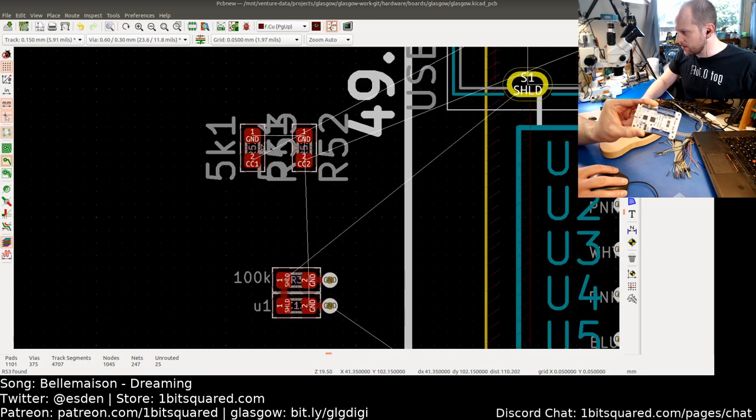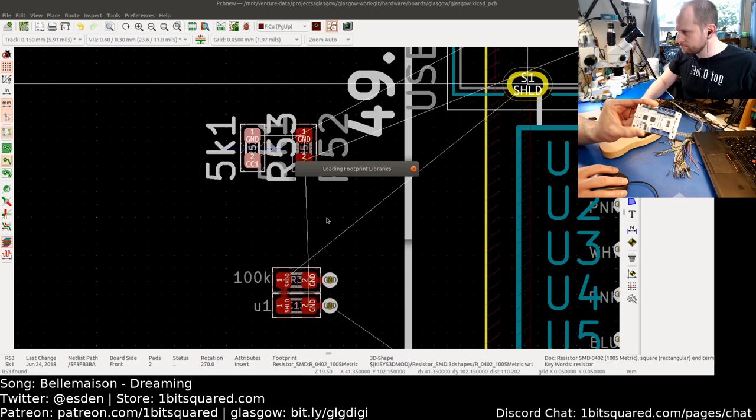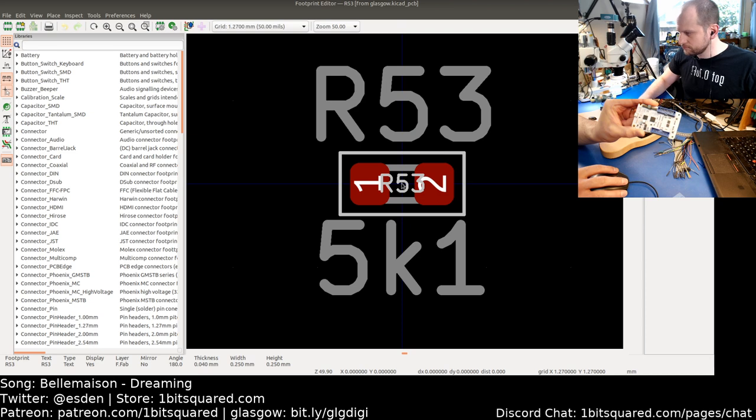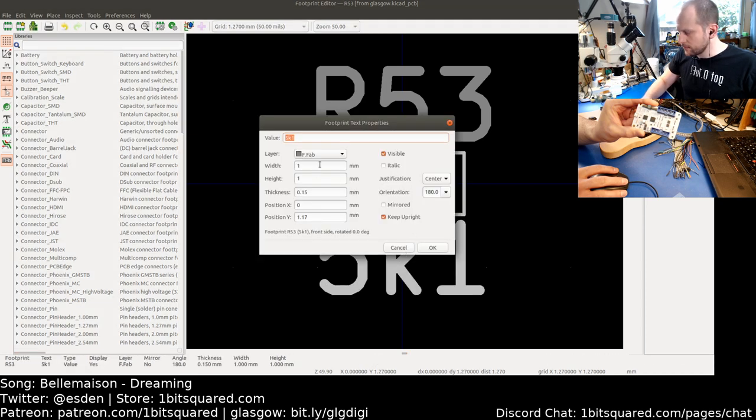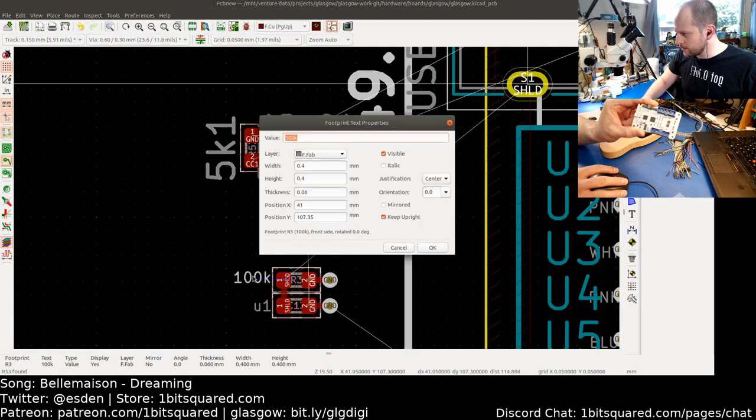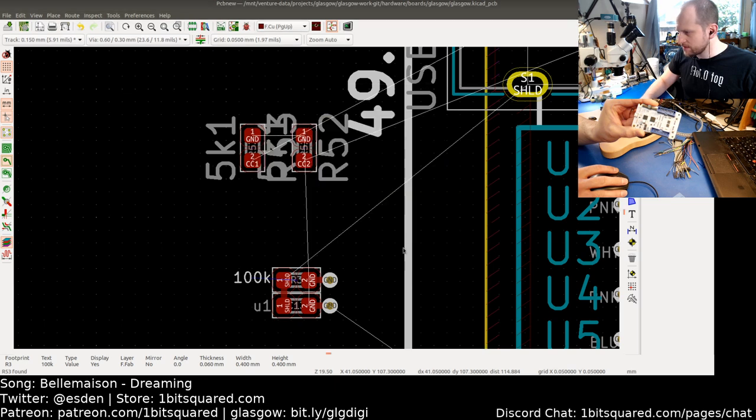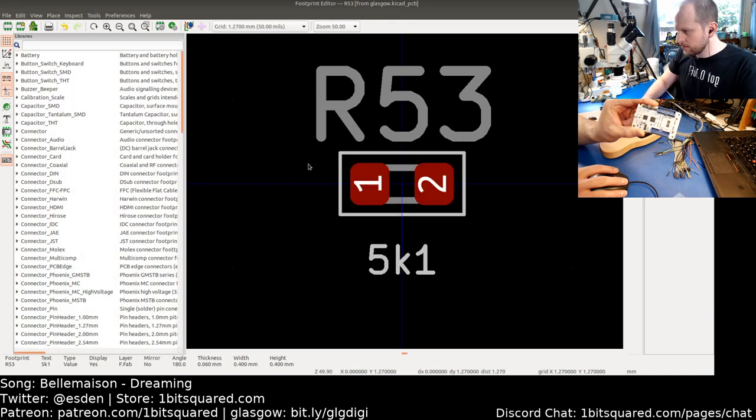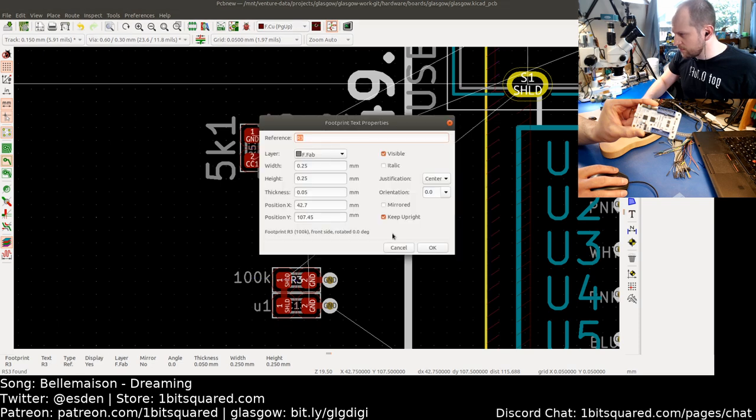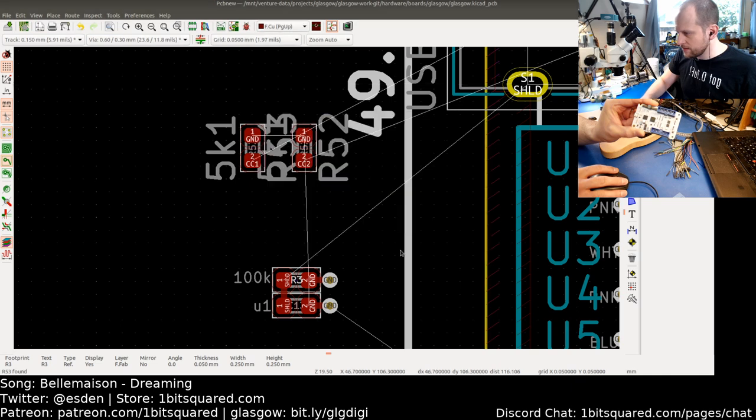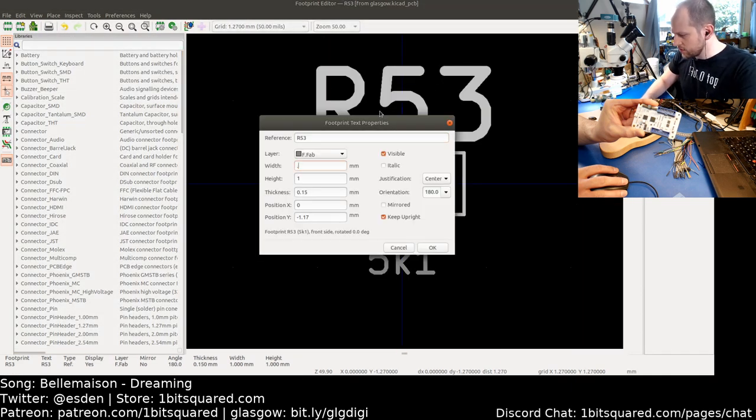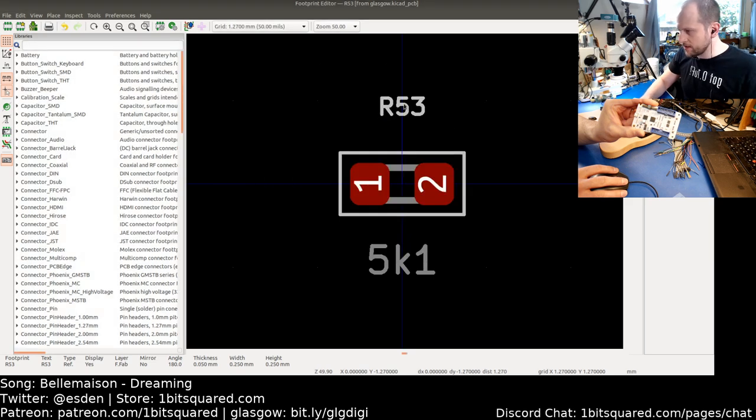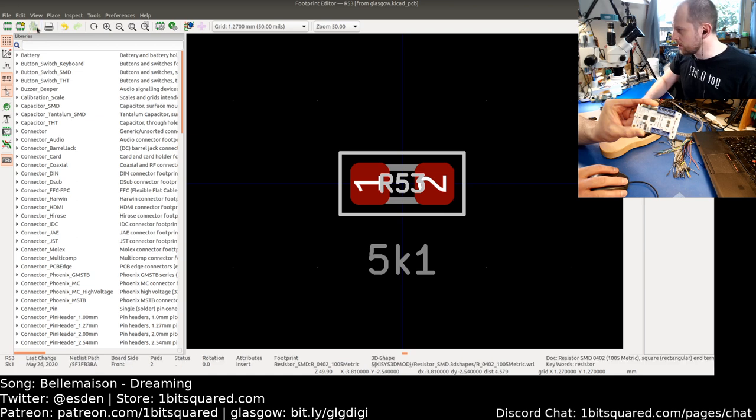Okay, let me fix the labels. Procrastinate a little bit here. I don't remember what the values were. Label was 0.406. Point four, point oh six, and this one was 0.2505. All right, move. There we go, and then load it.